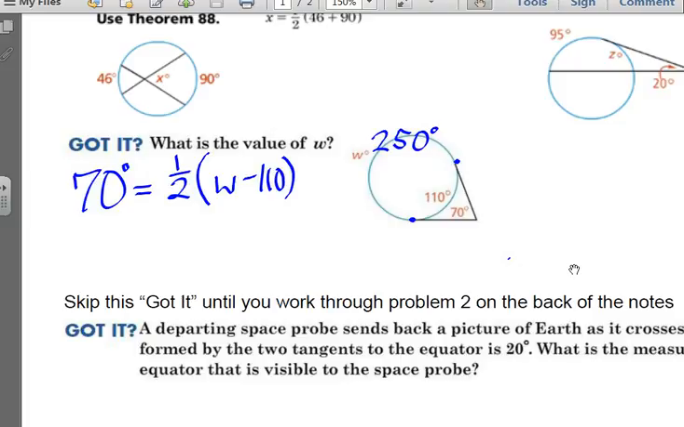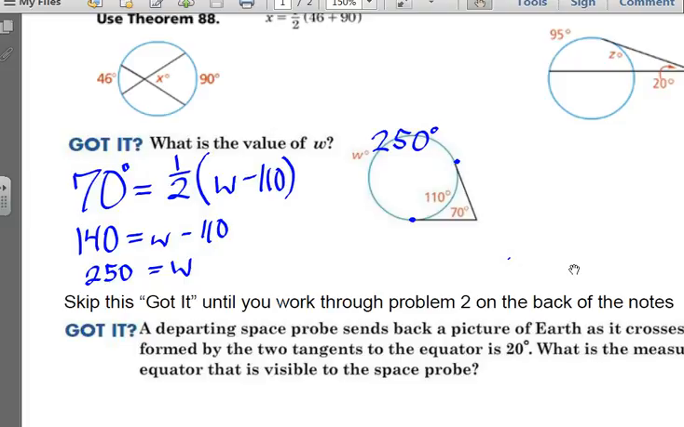But let's back it up with some justification. If I double both sides here, I get 140 equals W minus 110. If I add 110 to both sides, W equals 250. And my proof works out. Any questions on either way that we did that?